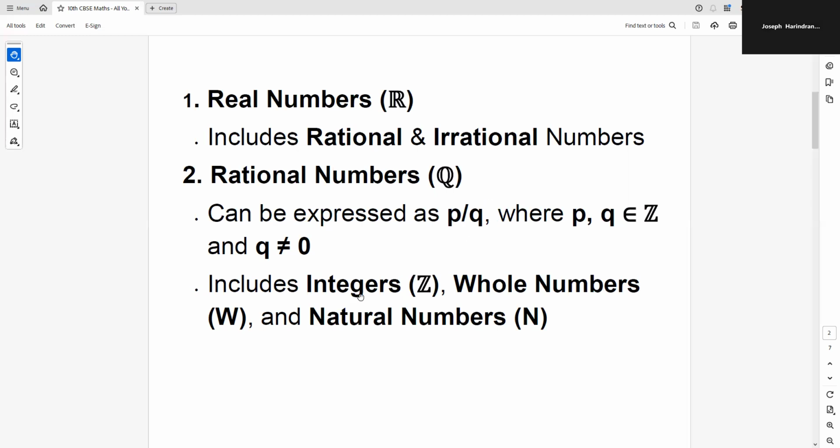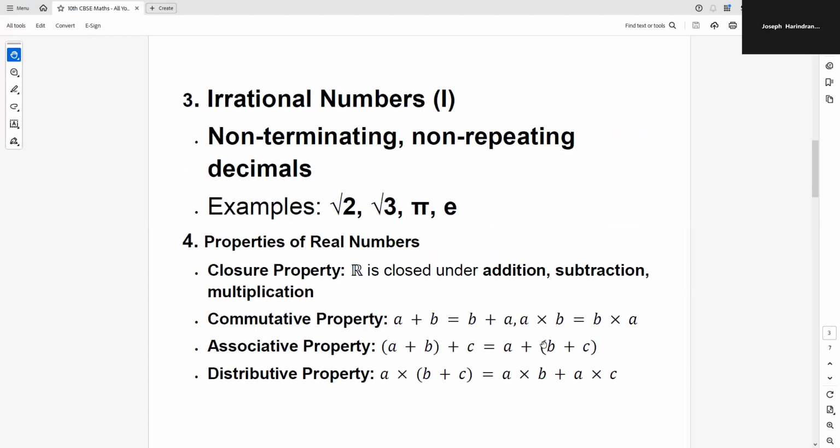It includes integers Z, whole numbers W, and natural numbers N. So these are all coming under subsets of the rational numbers. It also includes integers, whole numbers, and natural numbers, apart from the decimal terminating and non-terminating recurring, repeating decimal expansions. Next, we move on to irrational numbers, non-terminating, non-repeating decimals.